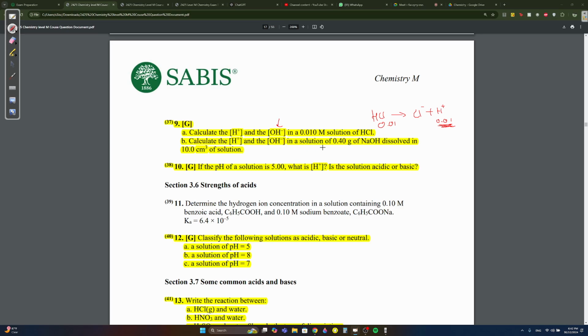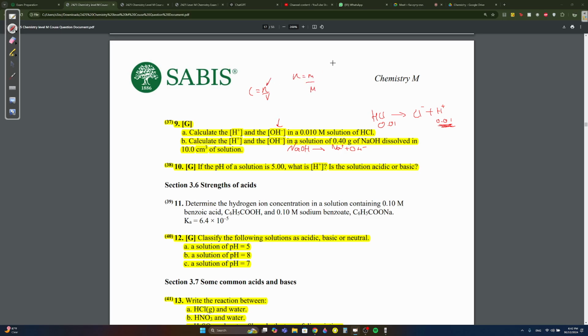Calculate the H plus and OH minus in 0.4 grams of NaOH dissolved in 10 centimeter cube. NaOH gives you Na plus and OH minus, same coefficient, same concentration. What's the concentration of NaOH? It's n over V, but I need my moles first. n is equal to the mass divided by the molar mass.